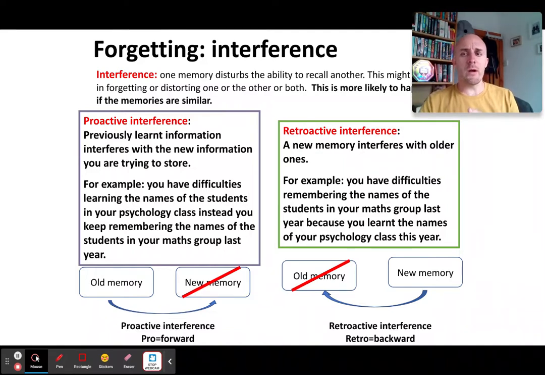Because you do realise, by the way, how ironic it is if you get proactive and retroactive interference mixed up. If you understand what I've been talking about, this whole theory, you must see the irony of that, right? To get confused about the theory about you getting confused. Don't let it happen, please.